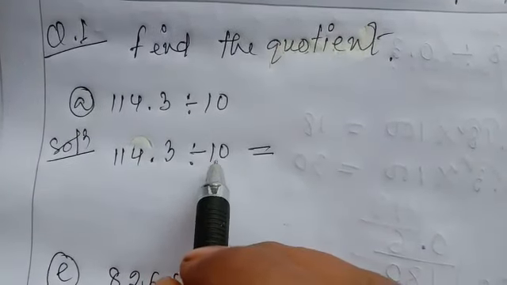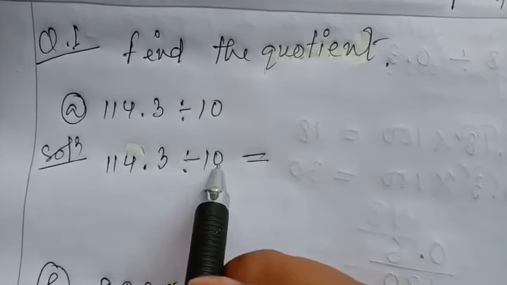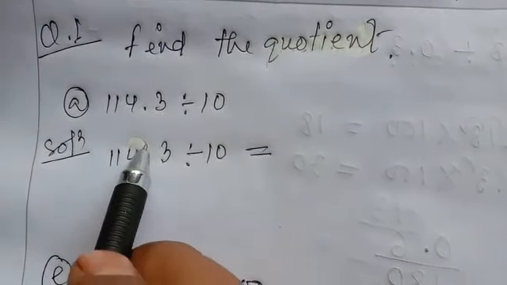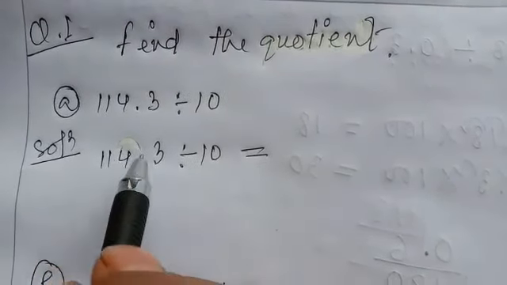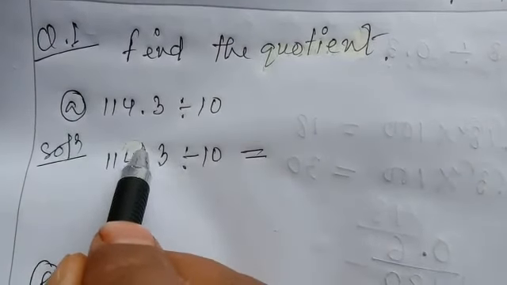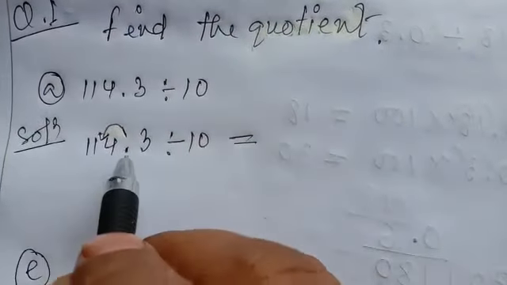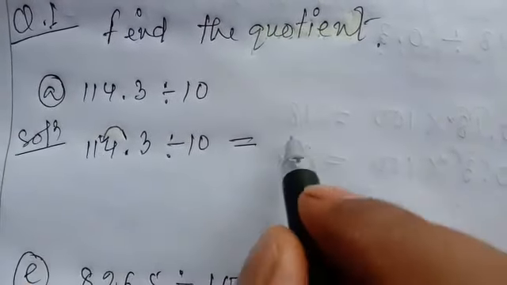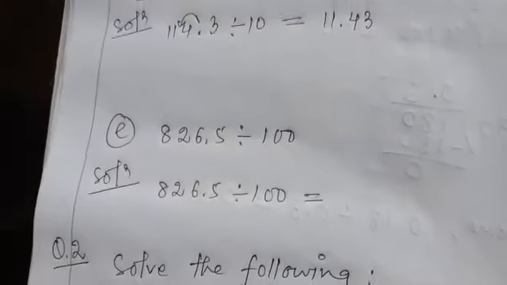So here we are going to divide by 10. 10 has how many zeros? It has one 0. So this decimal point we will move to the left. One 0 means one digit we will move to the left. Then the decimal point will come here, that is 11.43.